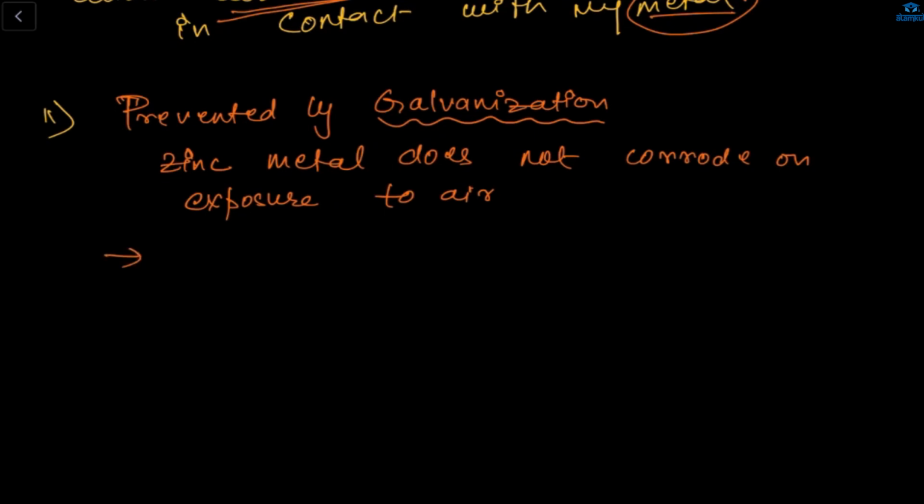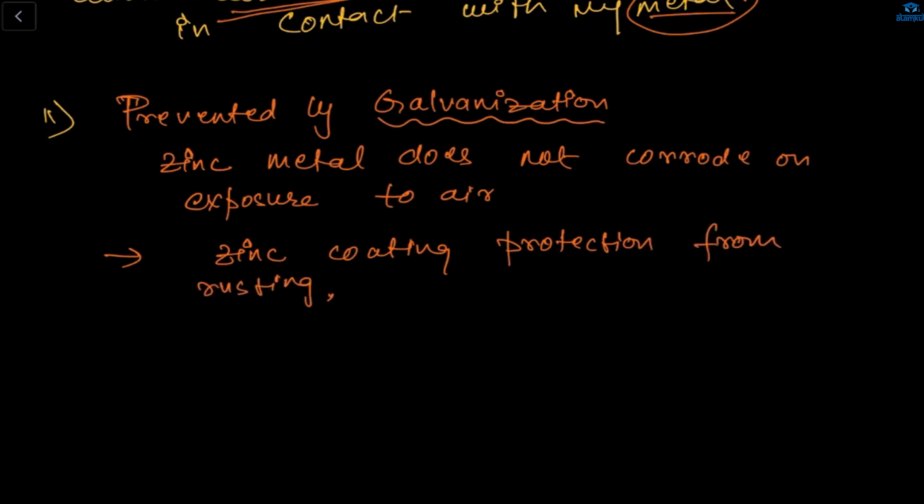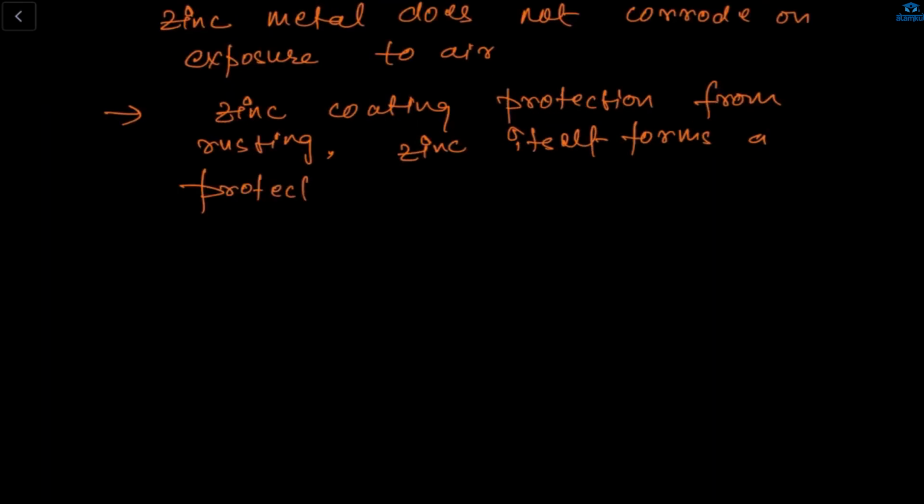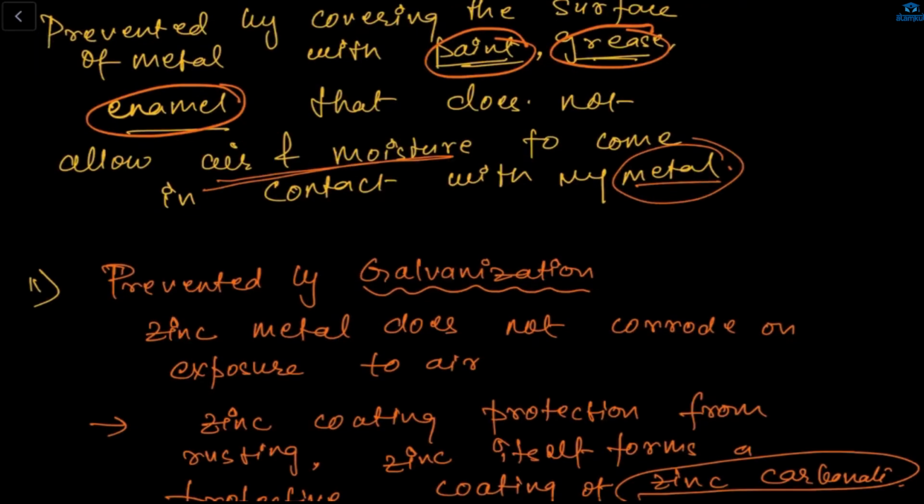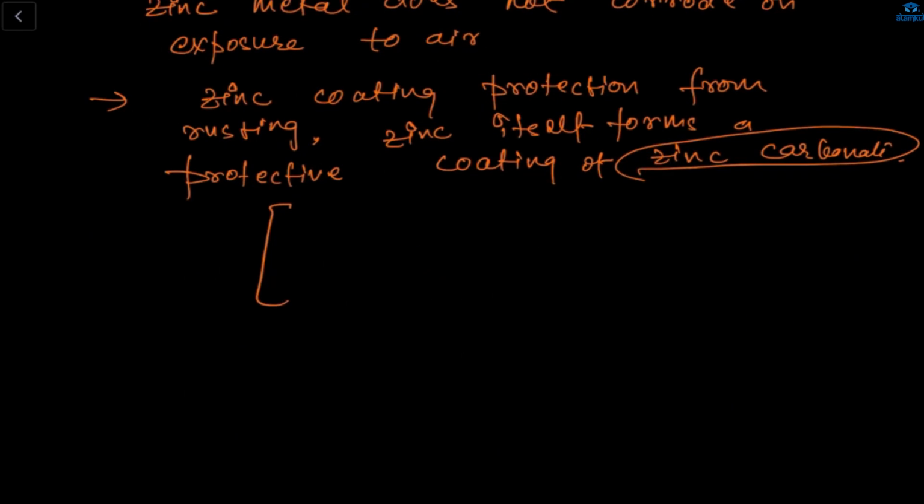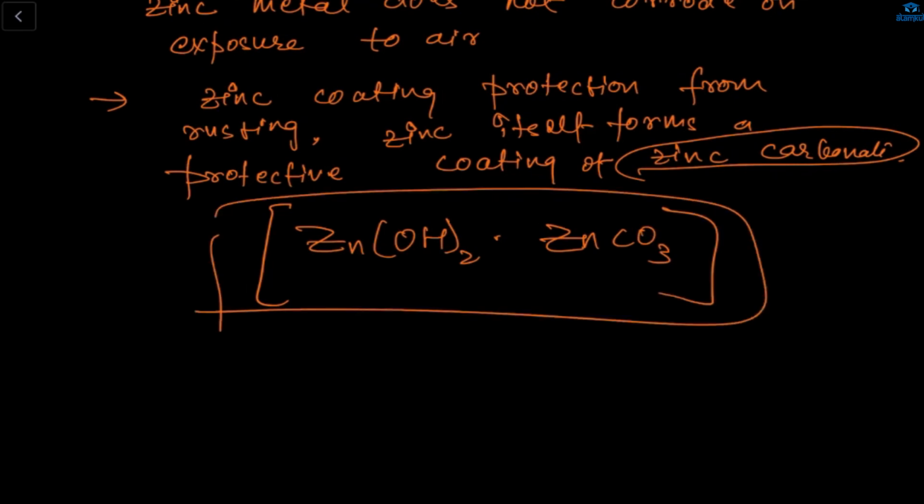Zinc coating protects from what? From rusting. Zinc itself forms a protective coating layer of zinc carbonate. If there is a coating of zinc carbonate on my metal, then it will prevent corrosion. And what's the formula for this? Zn(OH)2·ZnCO3. This is the formula of zinc carbonate.